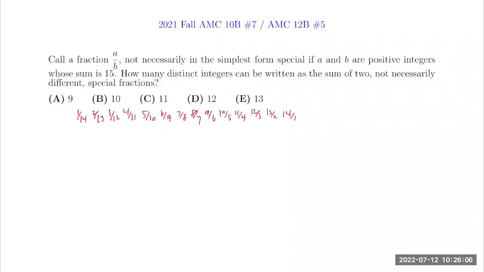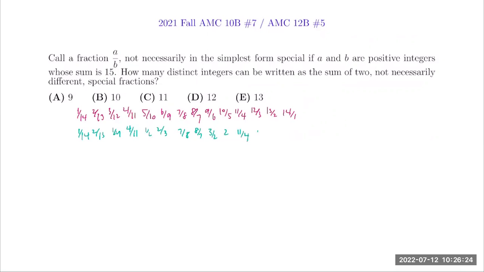So let's first work on trying to simplify these into their simplest forms. They become 1 over 14, 2 over 13, 1/4, 4 over 11, 1/2, 2/3, 7/8, 8/7, 3/2, 2, 11 over 4, 4, 13 over 2, and 14.